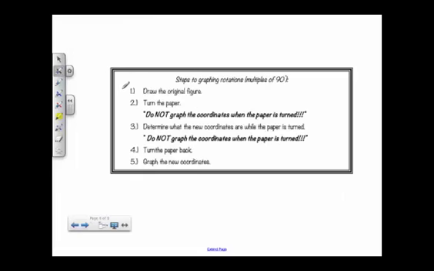So I will put a check mark next to this right here. You don't have to do that. I'm just going to show you how we're going to go through it all. Step number 2 says to turn the paper. This is based on the directions that it tells you. And it says do not graph the coordinates when the paper is turned. So do no type of graphing whatsoever when your paper is turned. That is the biggest mistake that people will make. So be extremely careful about what you are doing right here.